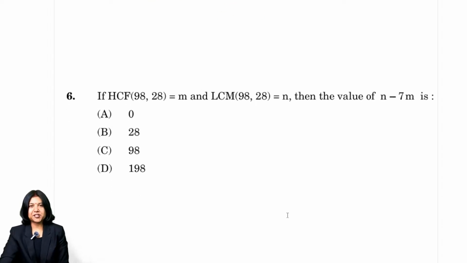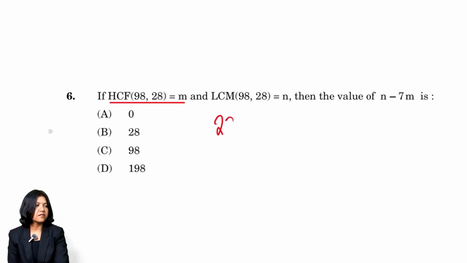Let's go to the next question and I'll get back to you after this question. You have been given the HCF of two numbers and the LCM, but they are just given in terms of variables, so you want to find what these variables are. The HCF of 98 and 28 is M. I believe you have seen this number 28 in one of the easy tables. 98 might not be that familiar, but 28 is familiar to you. You know 7 times 4 is 28.